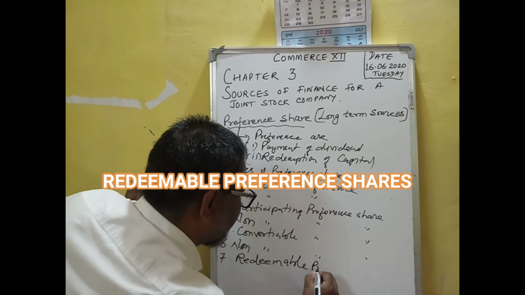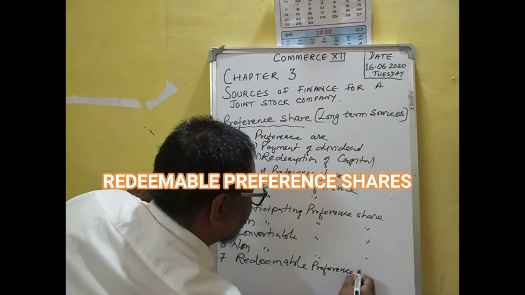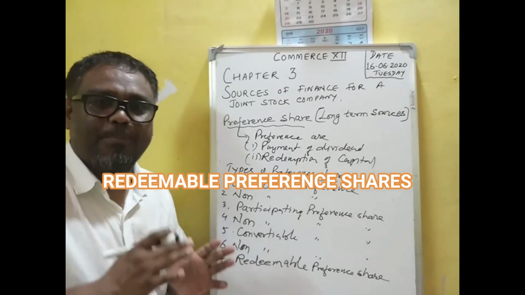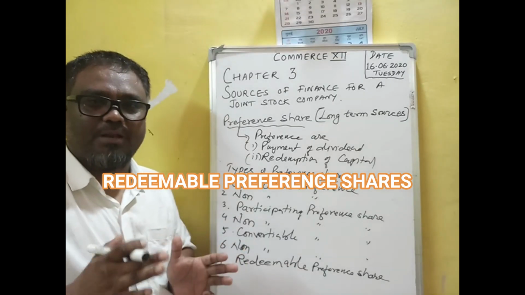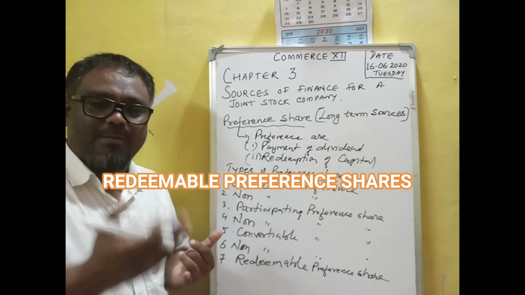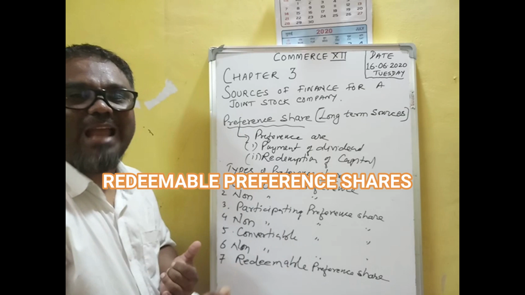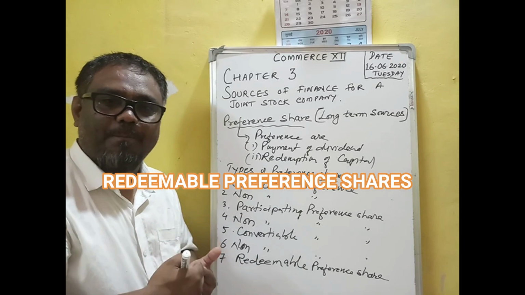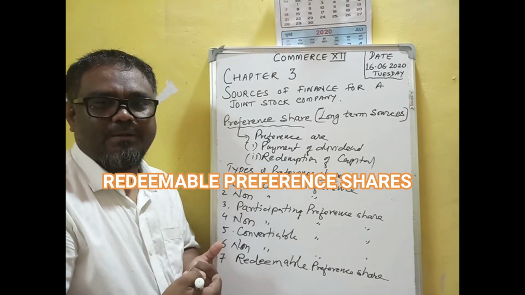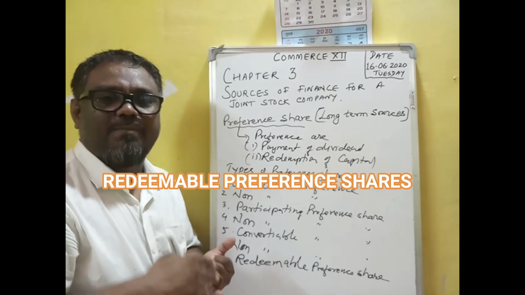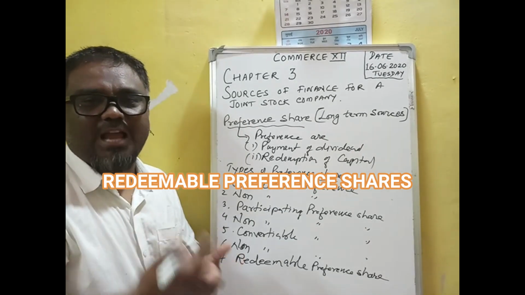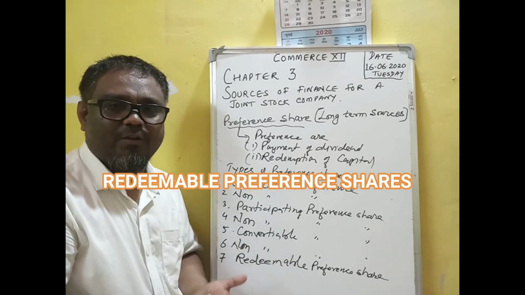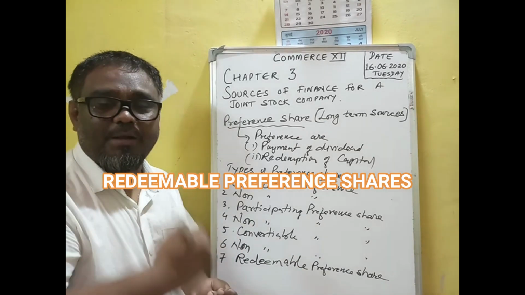Redeemable preference share. Redeemable preference shares are those shares whose share capital can be redeemed within the lifetime of the company. Before the company ends, it may be redeemed after 5 years. Redeem means to return back the capital of the preference shareholders. The preference shareholders' capital will be returned back by the company within the lifetime of the company. It may be redeemed after 5 years, 7 years, 8 years, 9 years, 10 years, 11 years, 12 years. So within the lifetime of the company, it may be redeemed after 15 years, it may be redeemed after 20 years, but the company will redeem back.